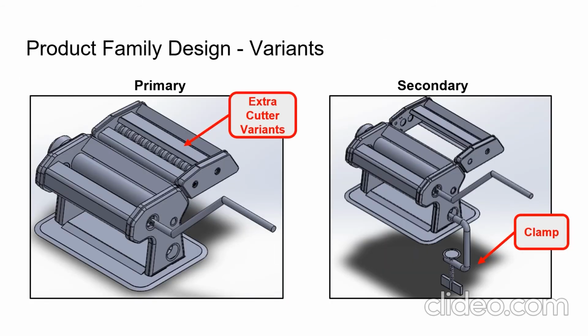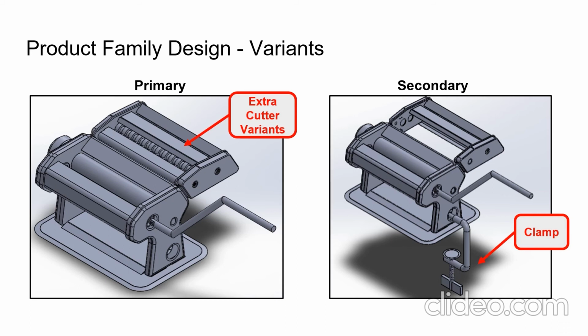Here, you can see the differences between the primary and the secondary variants. The main differences being that the primary variant should be able to make more kinds of pasta while not being expected to be moved around as much. As such, you can see that the primary variant has multiple cutter profiles that allow for different kinds of pasta to be made, while the secondary only has 1 profile.